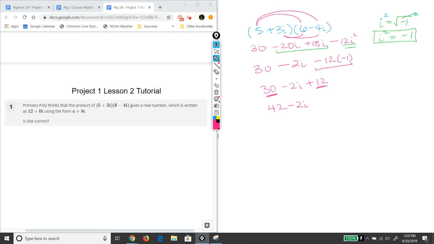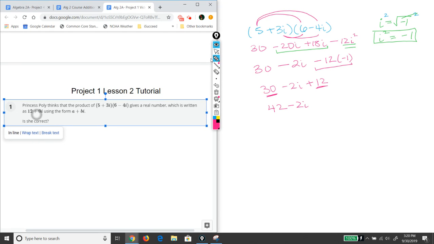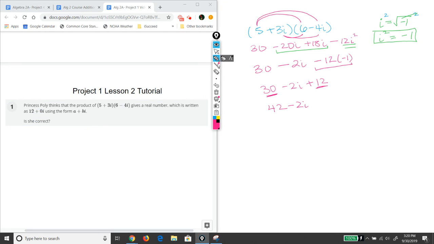So that is a different solution than what Princess Polly came up with. So is she correct? No. Where did she go wrong? Well, you have to analyze what those possible solutions are and see what she did. My guess is that she probably added them. So here is our correct answer for that number 1.